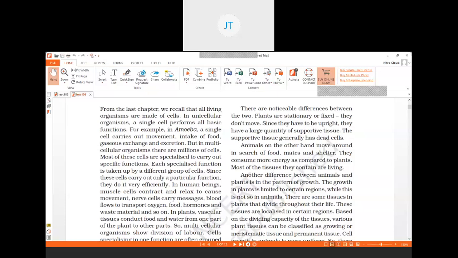Another difference between animals and plants is in the pattern of growth. The growth in the plant is limited to a certain region. They have the special meristematic type of tissue. I am not explaining in detail right now, because in a further chapter we will discuss this type of tissue. What is the growing tissue? The name of that growing tissue is the meristematic tissue, and the growth is limited to that tissue.